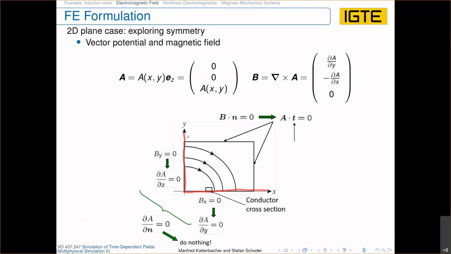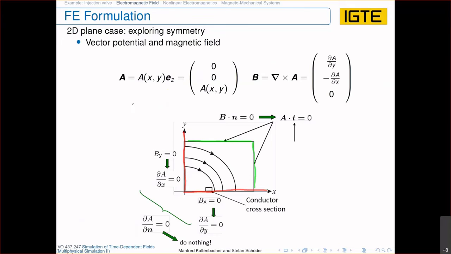So along our outer boundary, we have no problem. As we know, B dot n should be 0, or A dot the tangential vector should be 0. Well, then it is easy. The tangential value is exactly in z direction, so we just set this component, the AZ component of the magnetic vector potential, to 0.